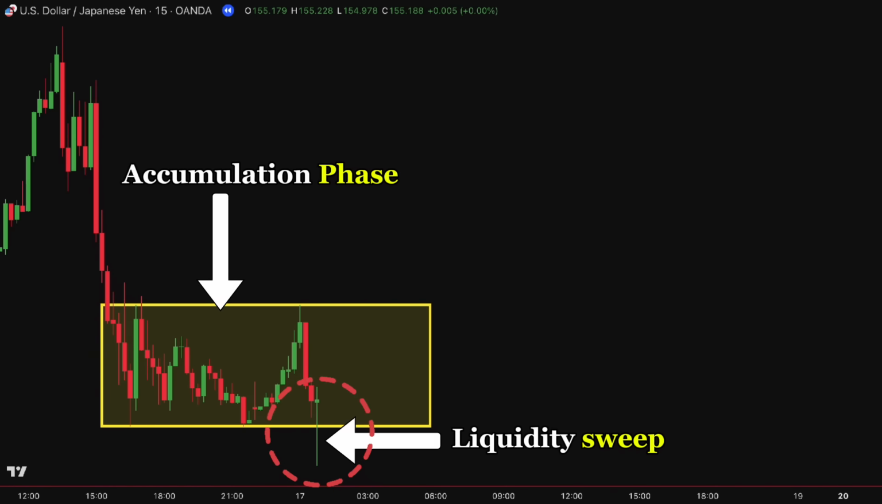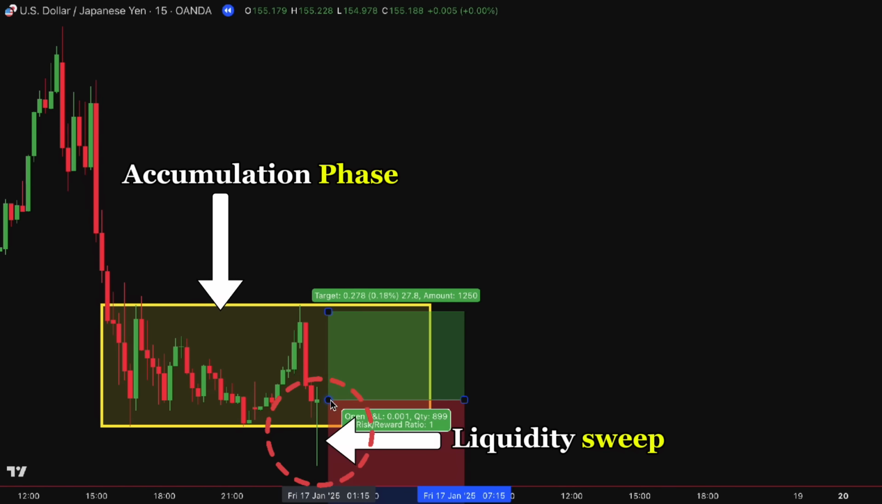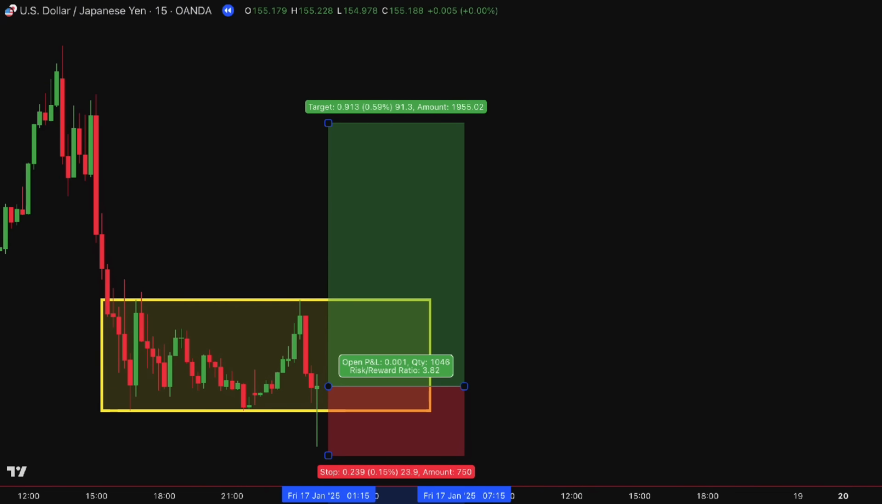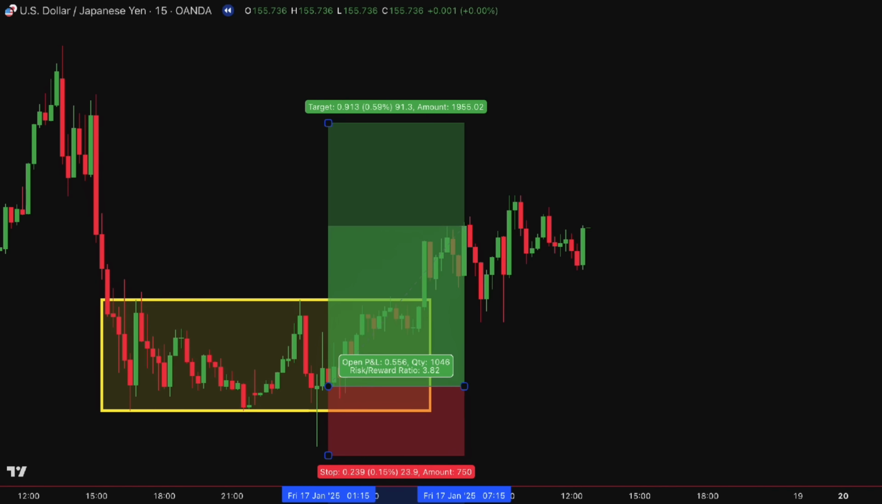The trap has been set. Smart money is loading up. Enter at the close of that candle. Set your stop loss just below the recent swing low. Aim for the next significant resistance level as your target. This is your chance to catch the markup, the explosive move upward powered by institutional momentum.